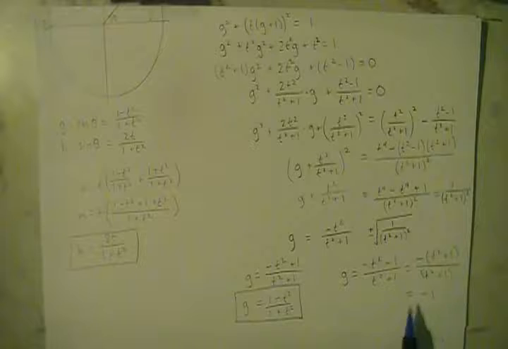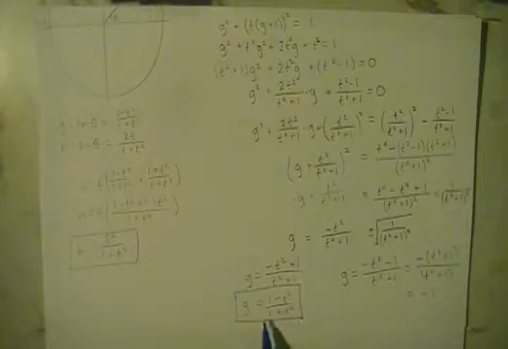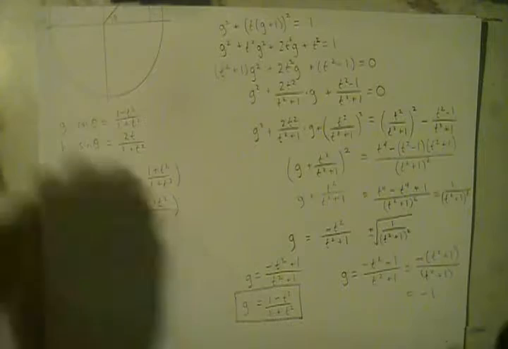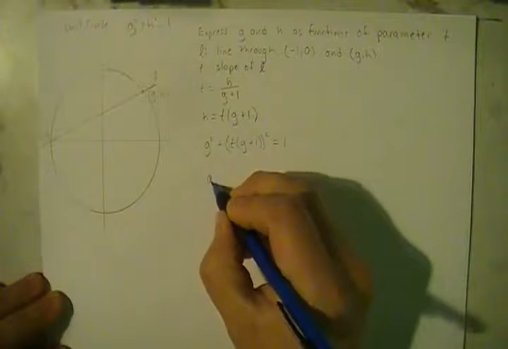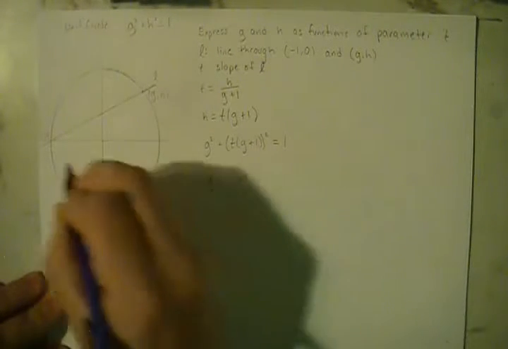And it also gives us the other point, g is equal to 1 minus t squared divided by 1 plus t squared. So that is the point that I was interested in here, that g value. So I'm going to rewrite that over here. So once we solve it, we get g is equal to -1, which gives us that point.